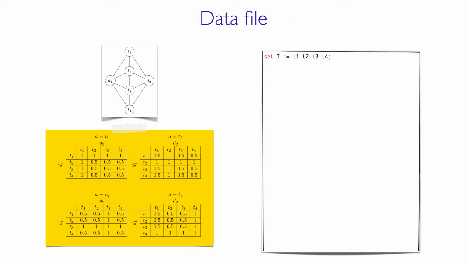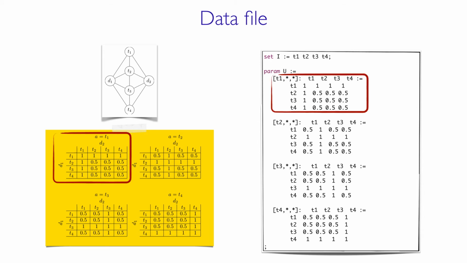Now let us write the AMPL data file. Call uppercase I the set of actions. In the picture you can see how to write three-dimensional matrices in AMPL. Basically you must write each bidimensional slice separately.